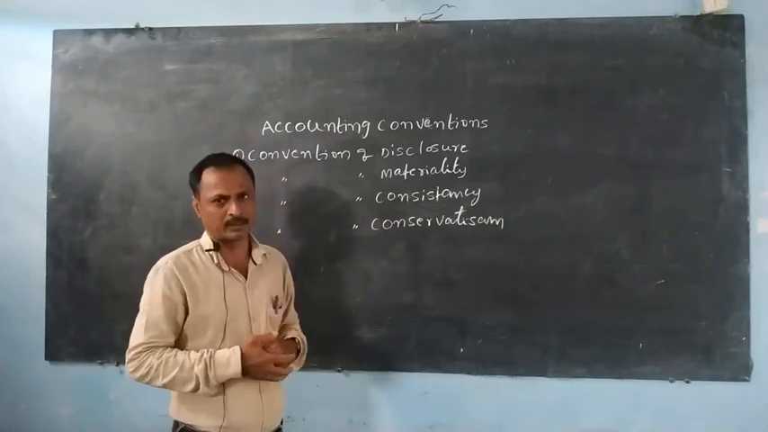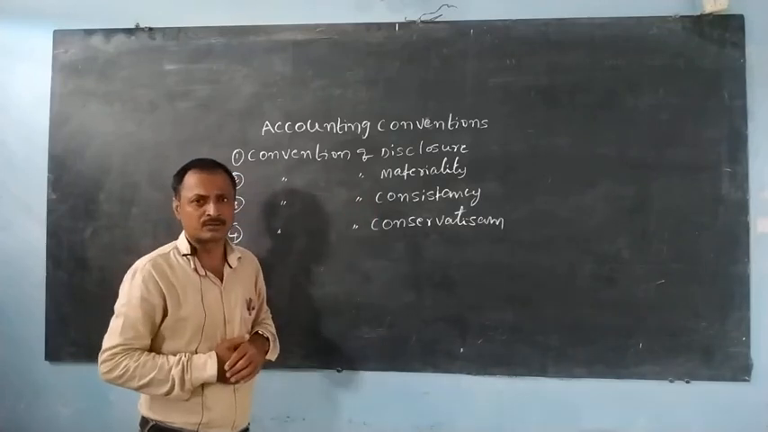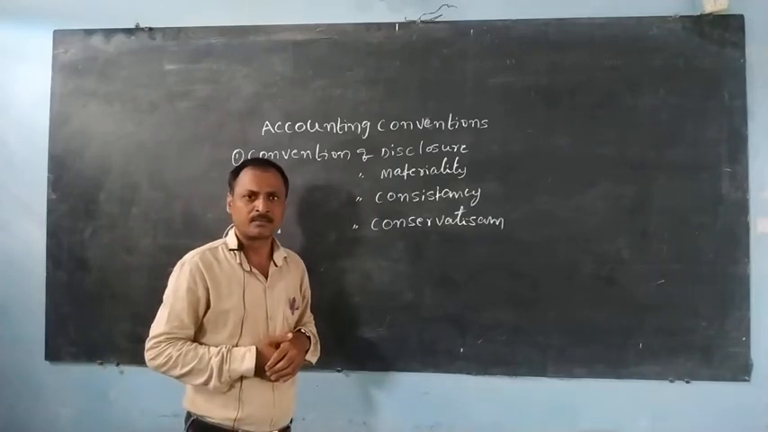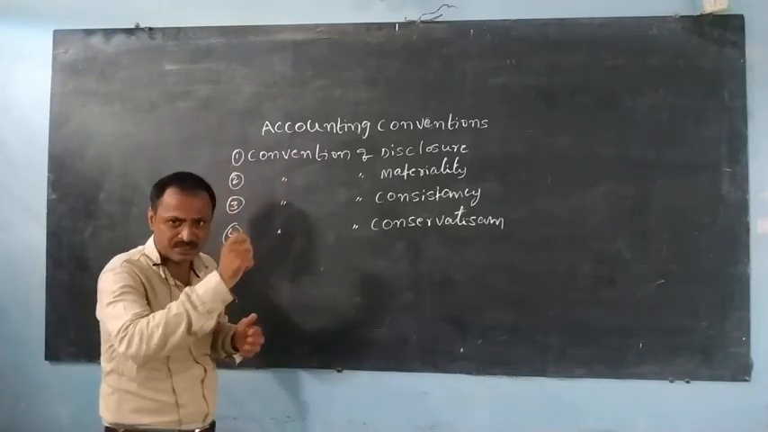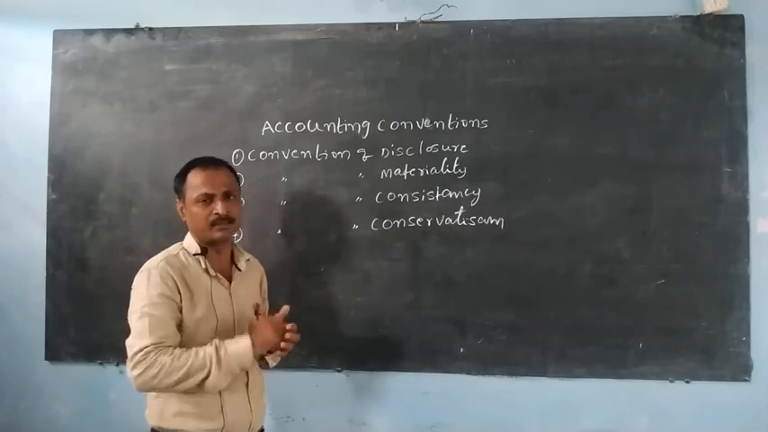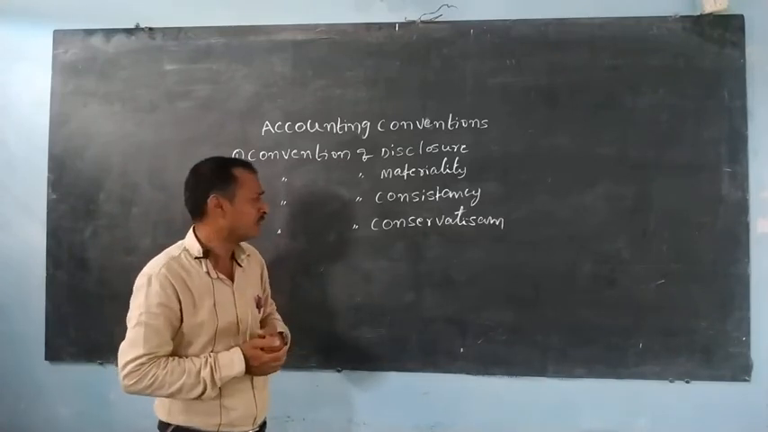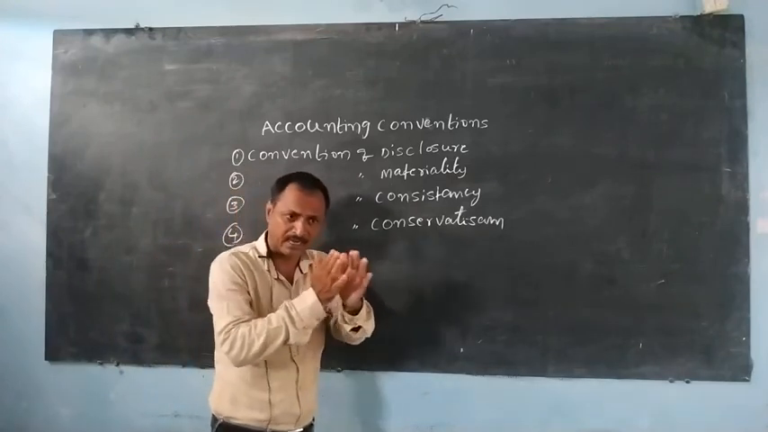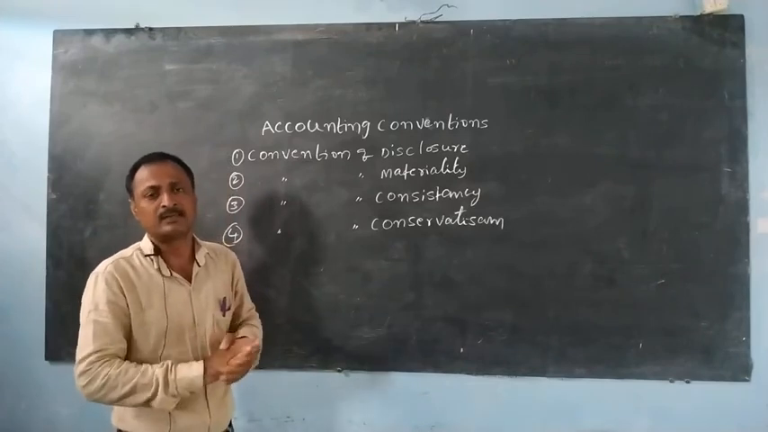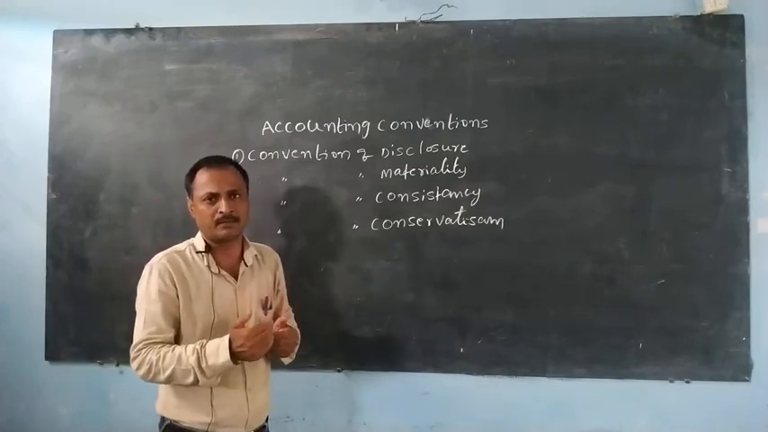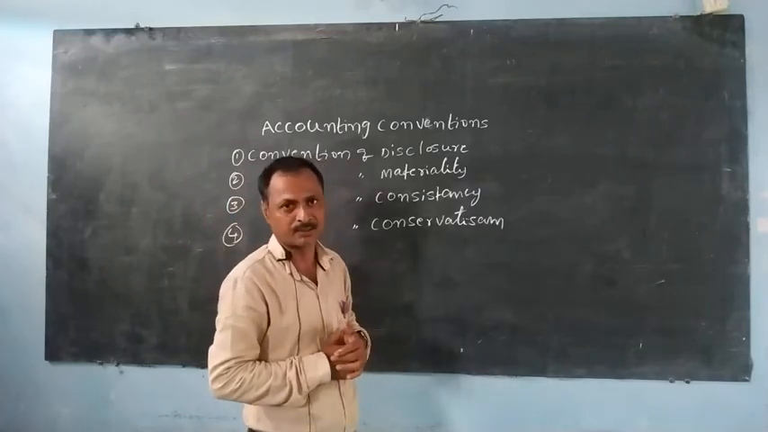For example, I will tell you, generally while preparing accounts, there will be assets, and the businessman adopts some methods to depreciate the assets. What is depreciation? What are the methods? We will discuss very clearly. One is the straight line method, and the second one is the diminishing balance method. These are the two important methods to calculate the depreciation.